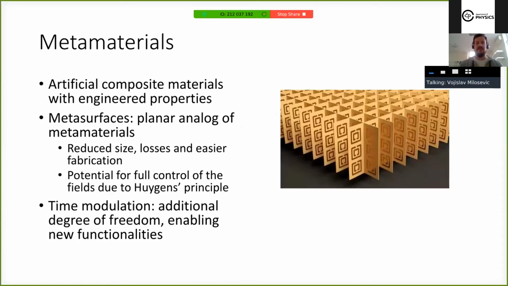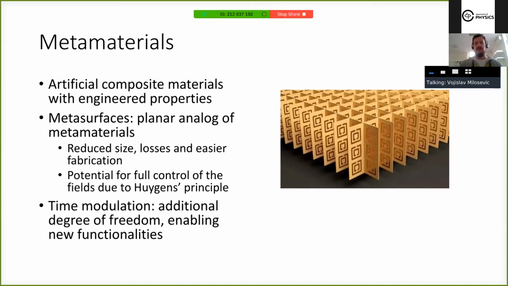To begin with metamaterials, I believe they don't need special introduction now because they have been a very big research area during the last 20 years. I think it will suffice to say they're artificial composite materials with engineered properties. And metasurfaces represent the planar analog of metamaterials, or 2D surfaces with sub-wavelength resonant inclusions, which have the benefits of reduced size, weight, easier fabrication, and reduced materials. In principle, they can be used for full control of both reflected and transmitted fields, the basis of which is Huygens principle.